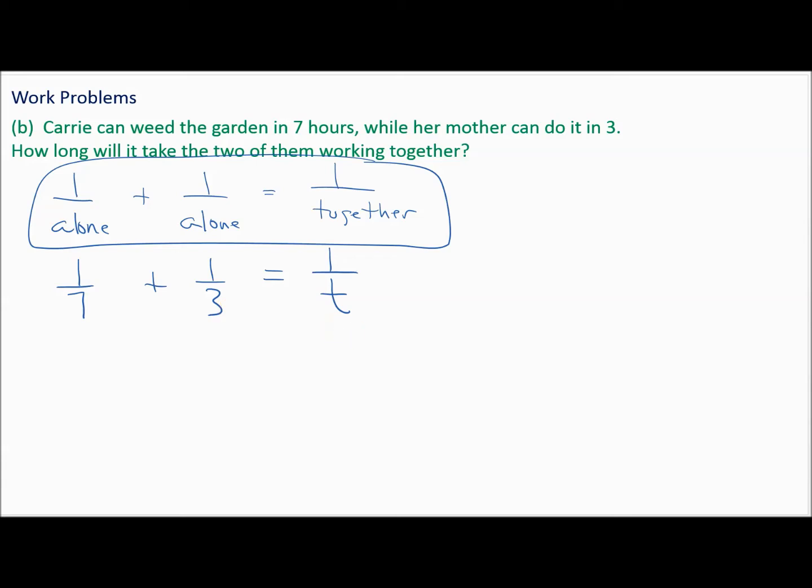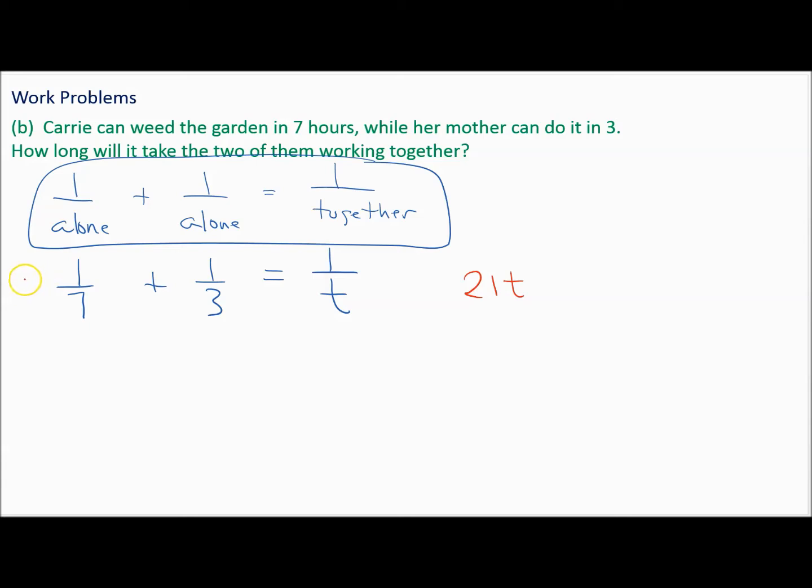The way to do that is multiply by the least common denominator. What is that? Well, 7 times 3 times t is 21t. Unlike the last problem, with 7 and 3, the greatest common factor is just if you multiply them together, because they don't have any common factors. So what I need to do is multiply each one of these by 21t.